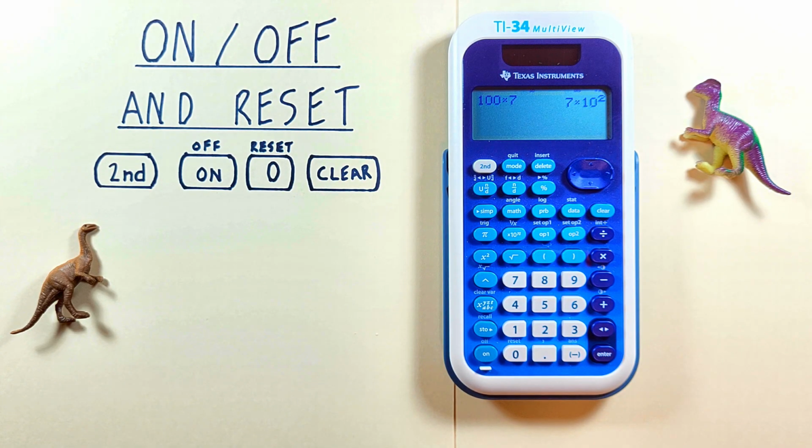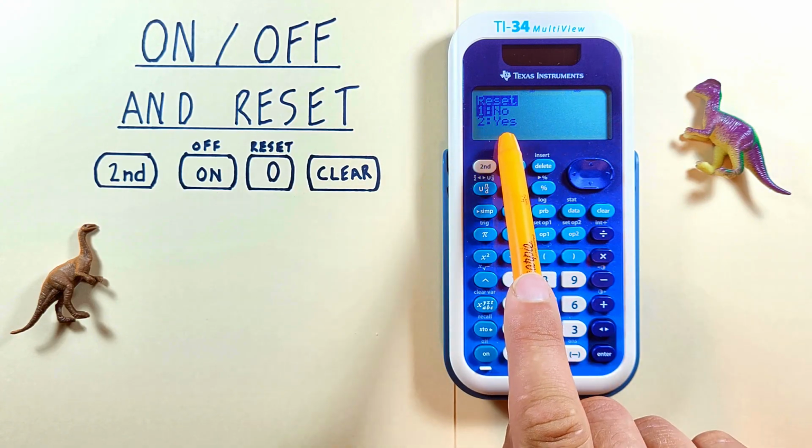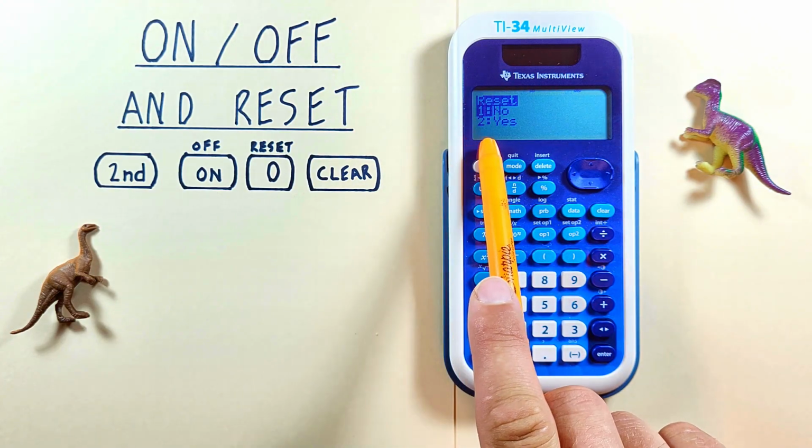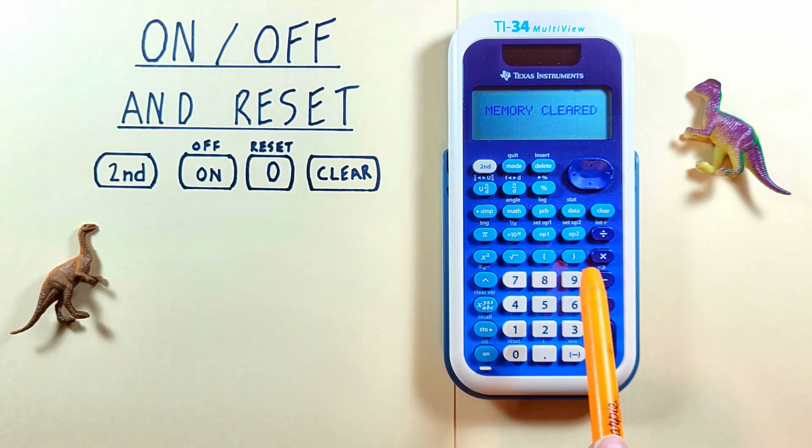So to go back to normal mode or get the normal results, what we do is press second function and then the 0 key with the second function of reset. It'll bring up this menu here asking us yes or no. It starts off at no in case we accidentally press that. But if we do actually want to reset it, we scroll down to yes and hit enter. It'll display that memory cleared screen.